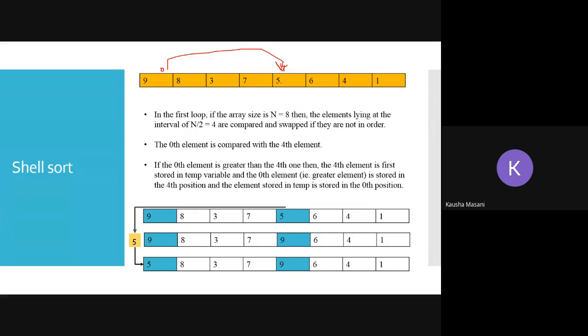So what we are doing, we are using a third variable temp. First this 5 we are moving it in temp, okay? This 9 we are moving it to the index position 4, and from temp we are moving this to index position 0. Did you understand the shell sort? Did you get the first pass? Yes or no?